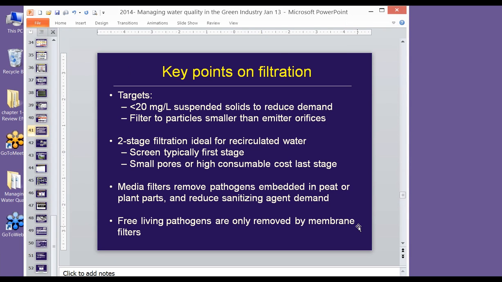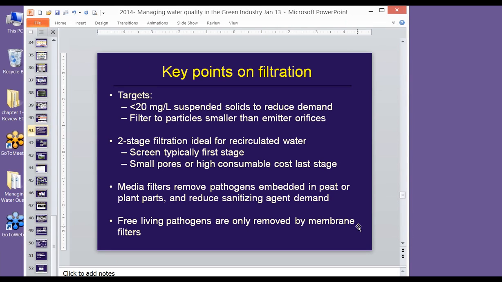So key points on filtration are, first of all, the target is to have under 20 milligrams per liter of suspended solids to reduce the demand. We want to have as much residual sanitizer as possible. We need to filter to smaller particles than the pores of the emitters. We highly suggest that you have at least 2-stage filtration for recirculated water. Start with a screen filter, typically at the first stage. It's cheaper and it will remove most of the big chunks. And then go to finer pores that are a little bit more expensive as the last stage, but that will also reduce your cost.